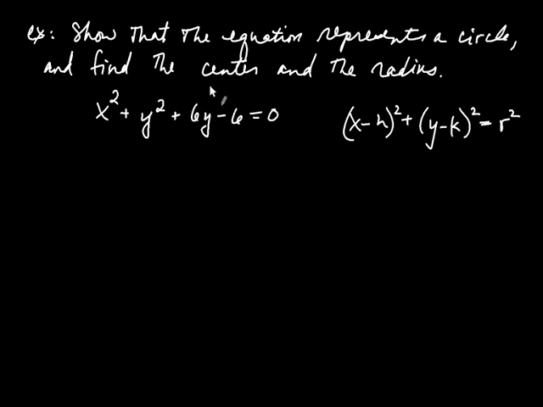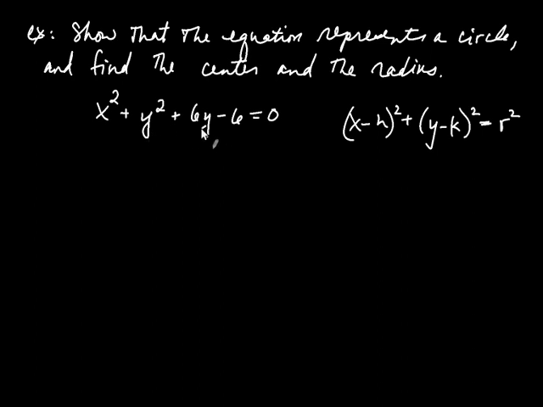Okay, we're also asked to find the center of the circle and the radius. Now notice the form over here, right? Here we have a square of a binomial, and then another square of a binomial. Because we have that form, that suggests that we're going to complete the square in this equation.